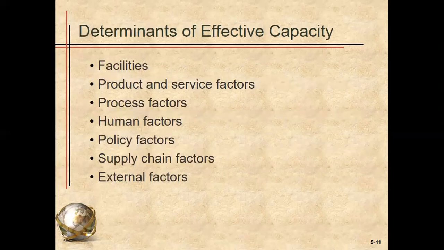Okay, determinants of the effective capacity. We need to consider facility, product and service factors, process factors, human factors, policy factors, supply chain factors, and external factors. All these factors are very important in capacity planning. Sometimes when humans have a problem, or the process has a problem, supply chain issues, or external factors, it will affect capacity planning.